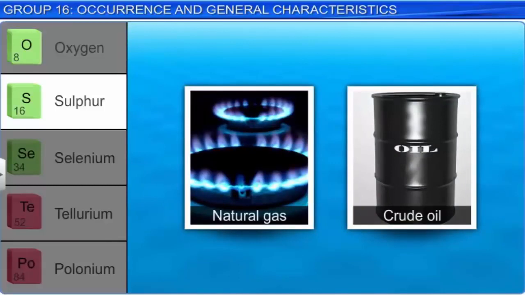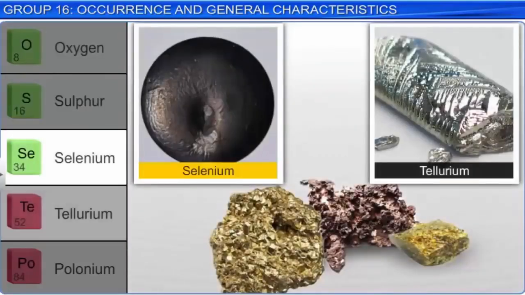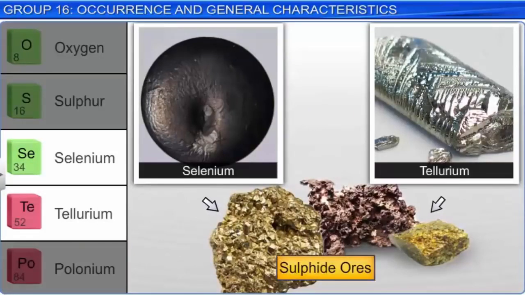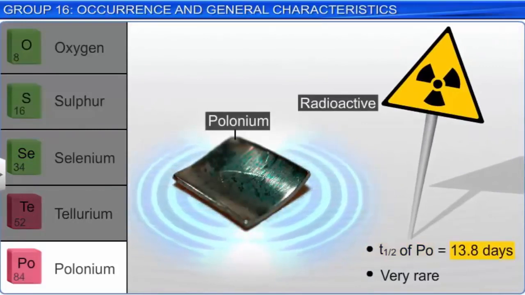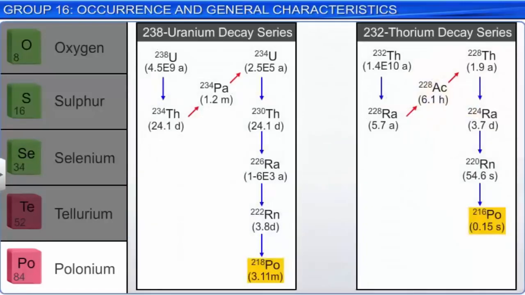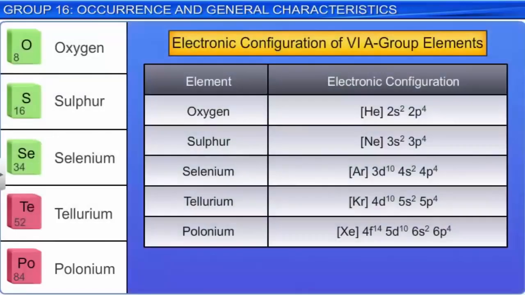Selenium and tellurium are present in sulfide ores as metal selenites and tellurites. Polonium is a radioactive element with a half-life of 13.8 days and is very rare. It occurs in nature as a decay product of uranium and thorium minerals. Look at the electronic configuration of these elements. All the elements of this group have 6 electrons in their outer shell and have the general electronic configuration of ns2np4.